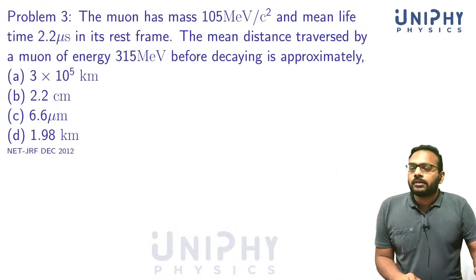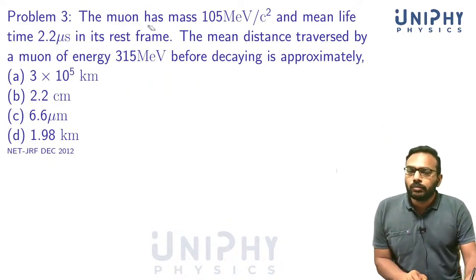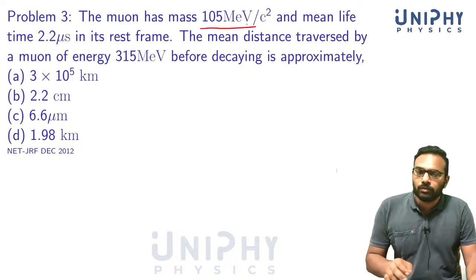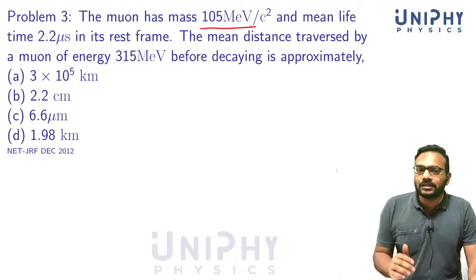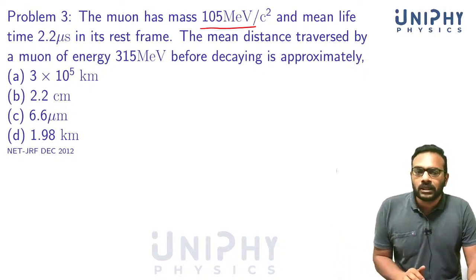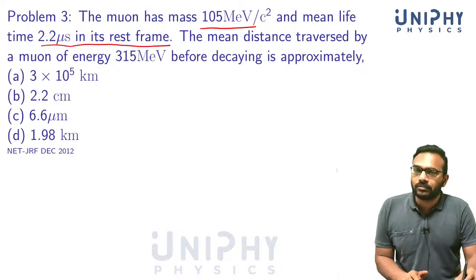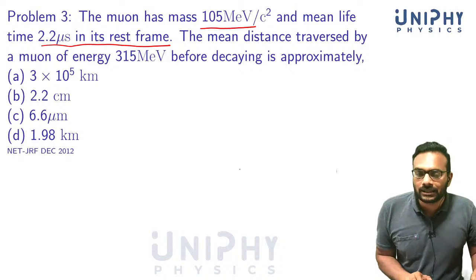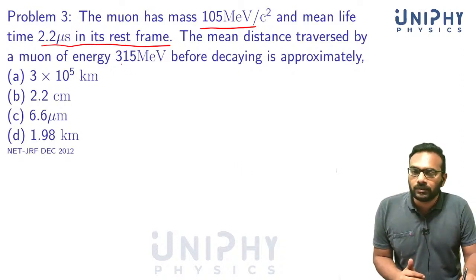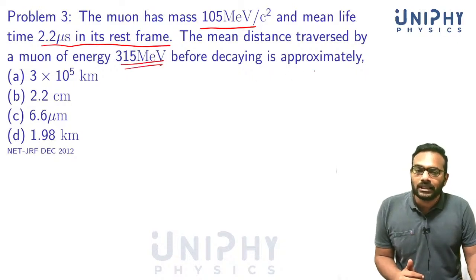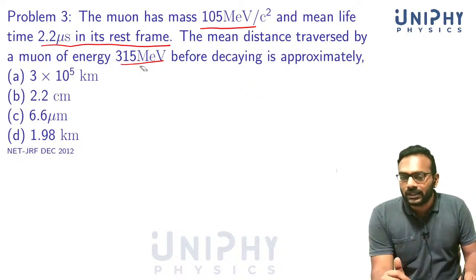All right. So here is yet another problem from special theory of relativity. The muon has mass 1.5 MeV per c square. So the mass is given in terms of energy E by c square. The units work out, and the mean lifetime is 2.2 microseconds in its rest frame. The mean distance traversed by a muon of energy 315 MeV before decay is approximately what? What is the mean distance travelled by a muon of energy 315 MeV?